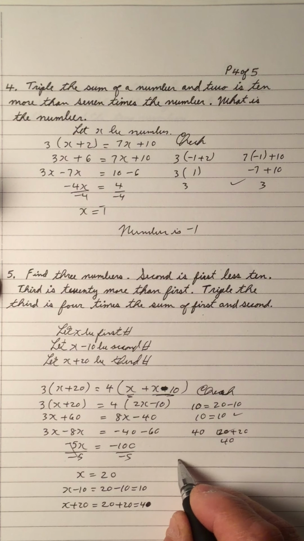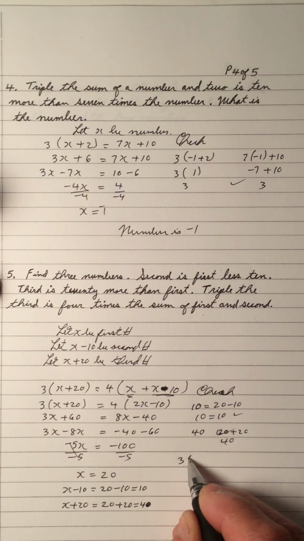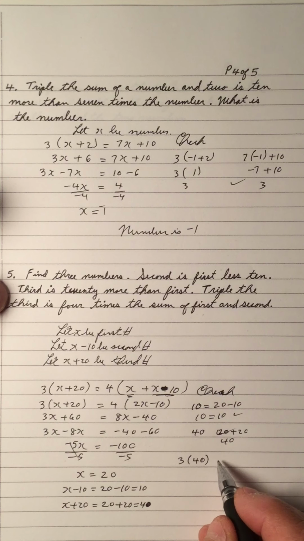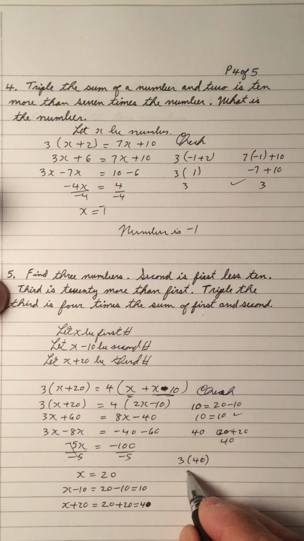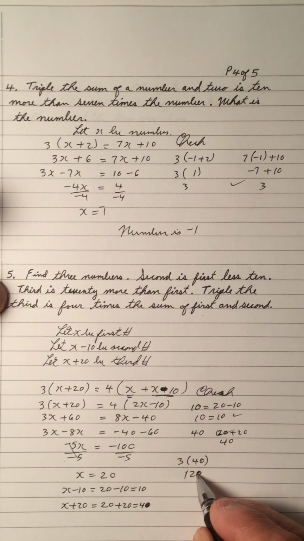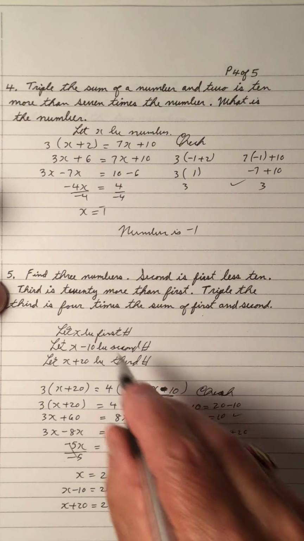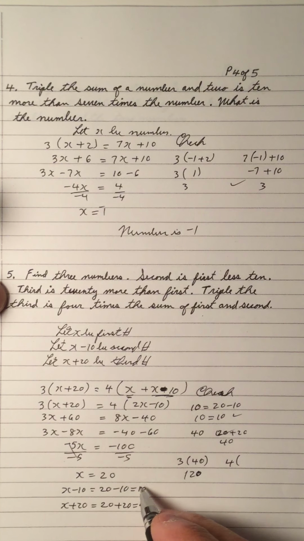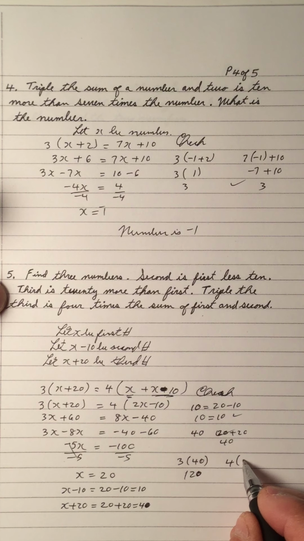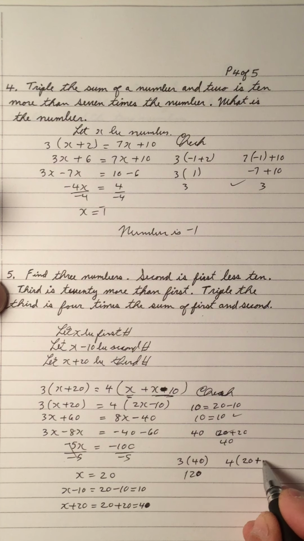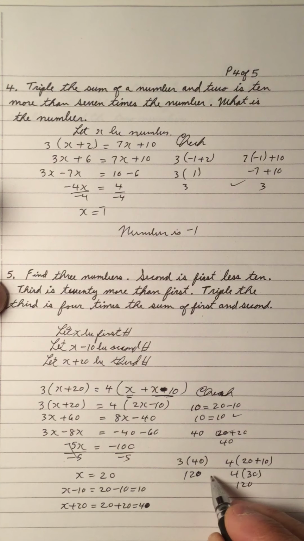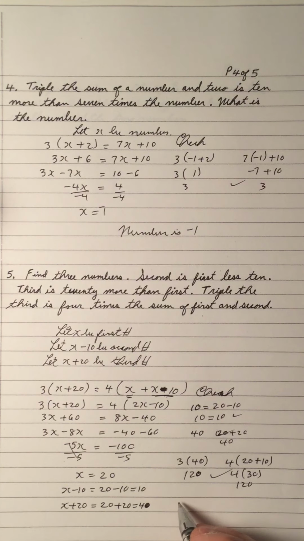Triple the third. The third is 40. Triple the third, that's 120. And that's 4 times the sum of the other two. The first one is 20 plus 10. So 4 times 30 is 120. That's true.